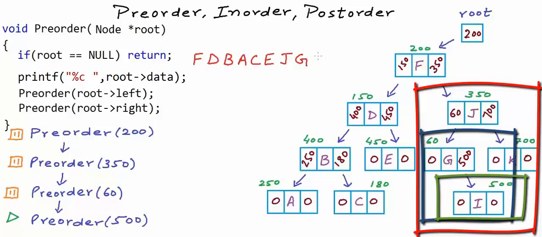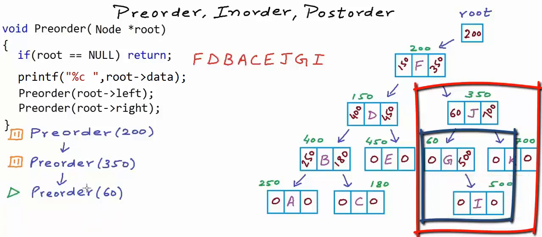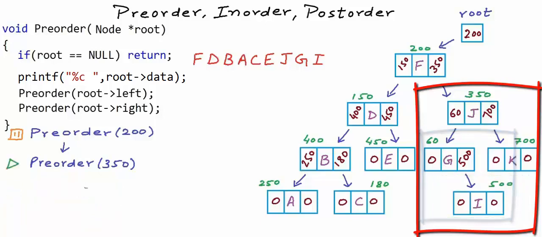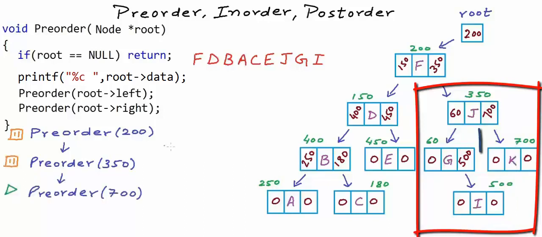Here we will print I, and then we will make two recursive calls passing address 0 every time, because node at 500 is a leaf node with no children. After this guy finishes, preorder 60 will resume. Now this guy will also finish, and preorder 350 will resume. And now we will have a call to preorder 700, which once again is a leaf node. So k, which is data in this node, will be printed, and then we will make two calls passing address 0, which will simply return.